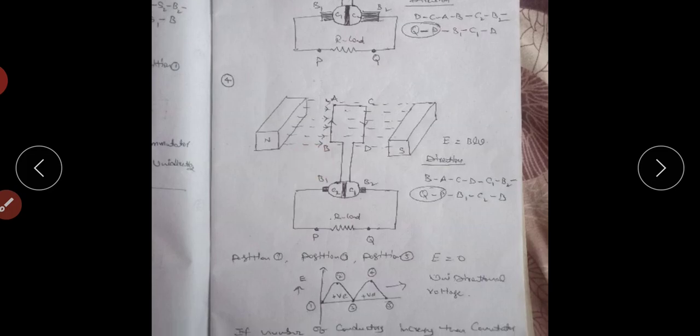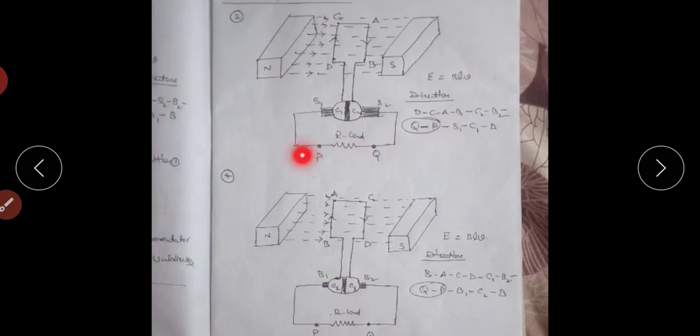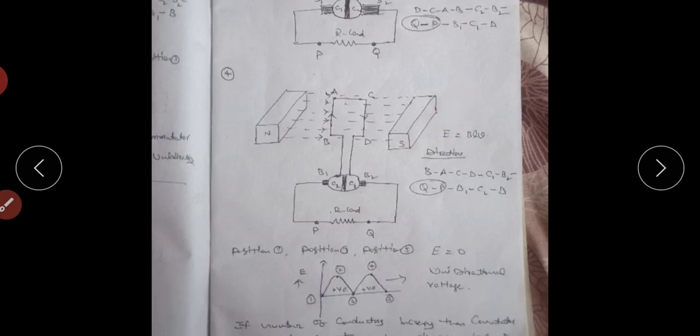Now see, in the external load, the current flows from point Q to point P. In the second position, in the external load the current direction is Q to P. In the fourth position also, in the external load the current direction is Q to P. So if we use slip rings in place of a commutator, in position 2 and position 4 the current directions are opposite. If we replace slip rings by a commutator, in position 2 and position 4 the same current direction is there in the external load.